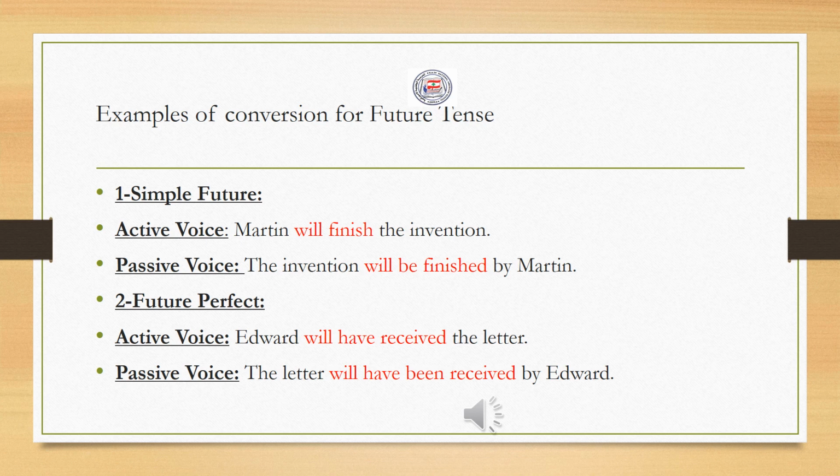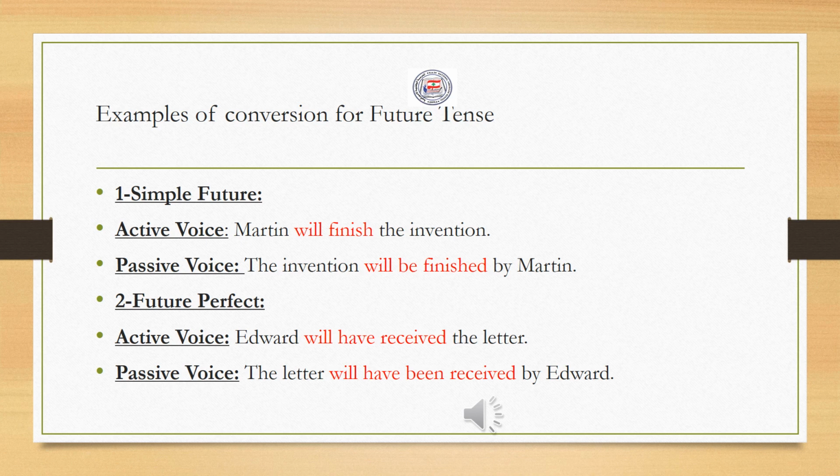We form it in this way because, as we all know, the change from the active into passive voice is represented by the use of verb be in the correct form of the tense plus the past participle of the main verb. By Martin is also added because the doer of the action is known. The sentence becomes: The invention will be finished by Martin.